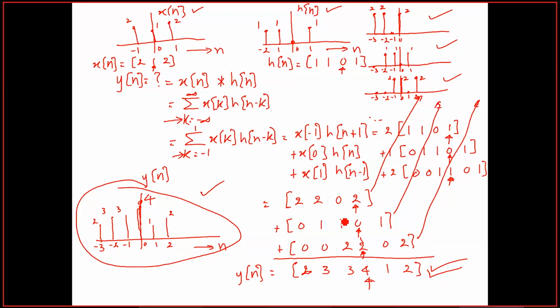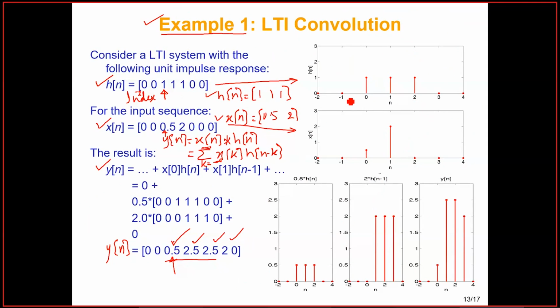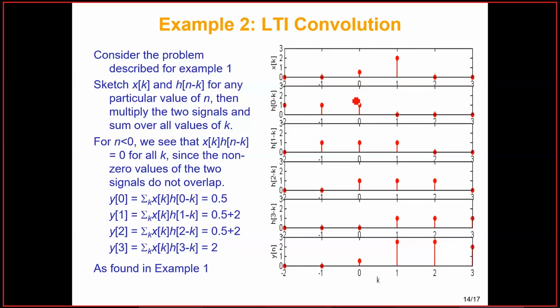So any questions here? A more complex example was solved right here, where x of n was given diagrammatically, h of n was given again diagrammatically, and the question was that if input is x of n this and your impulse response is this, what would be your y of n? And we just solved it mathematically and showed you it will be this. So this was the convolution part.